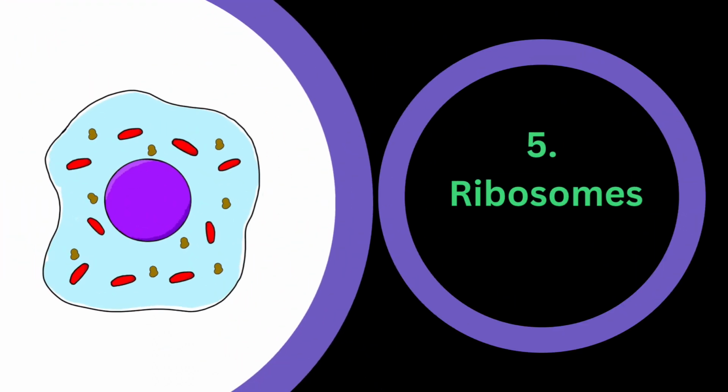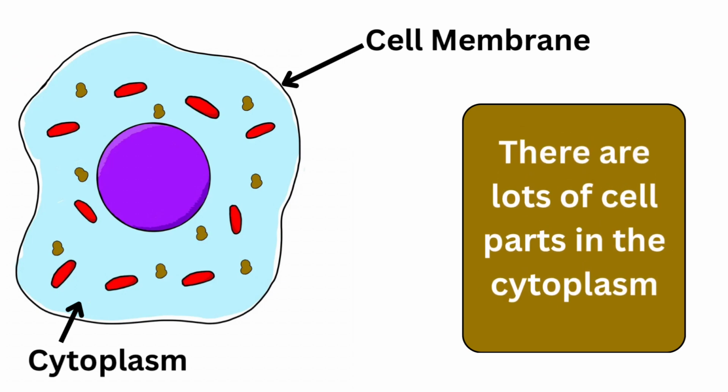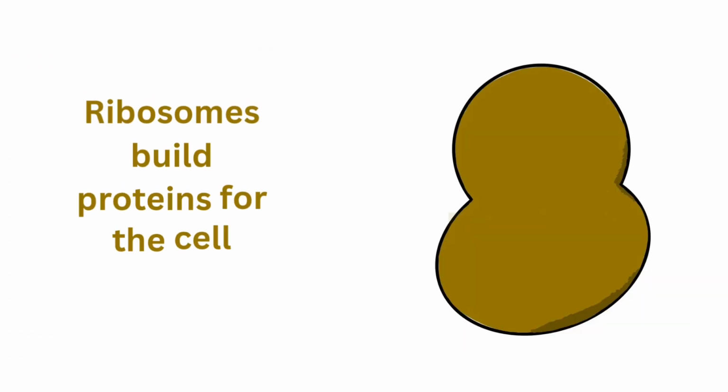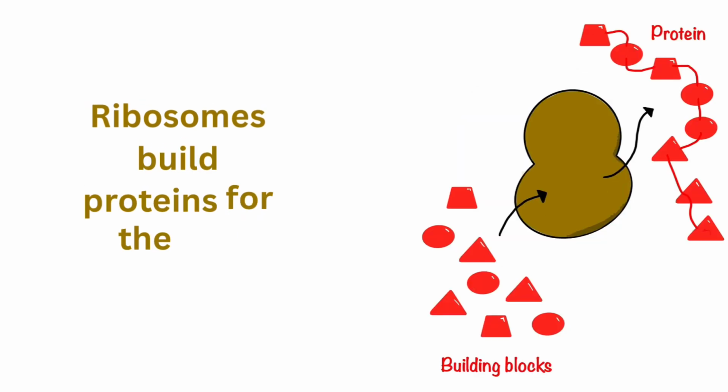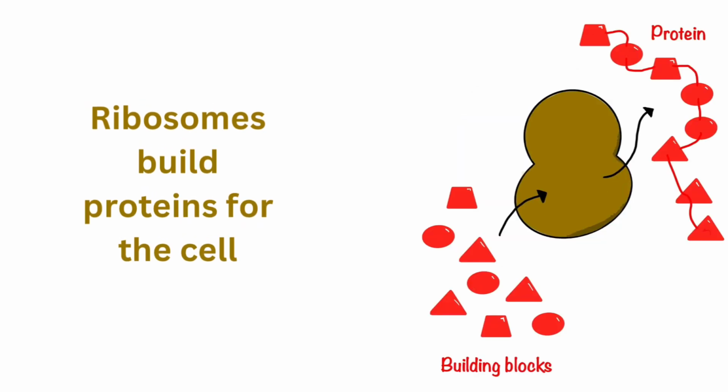So the last part we're looking at today are the ribosomes. And the ribosomes are another cell part found inside the cytoplasm. In this picture, the ribosomes are shown as this goldy brown colour. Ribosomes always remind me of snowmen. I think they're a similar shape, and ribosomes are important for building proteins for the cell. Your body needs lots of proteins. So, for example, some of your hormones are made of proteins. So the ribosomes are really busy making proteins for the body.